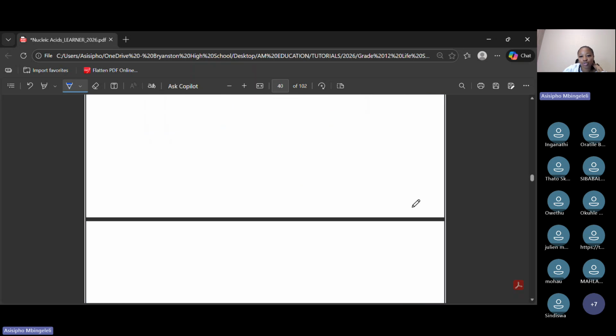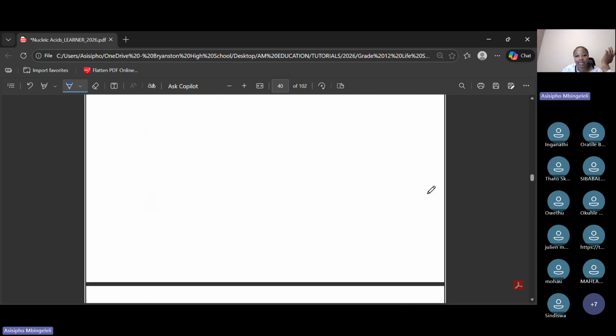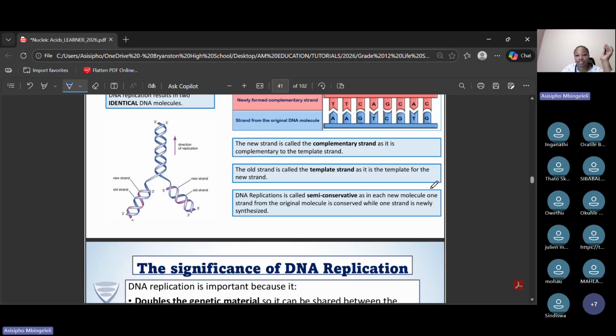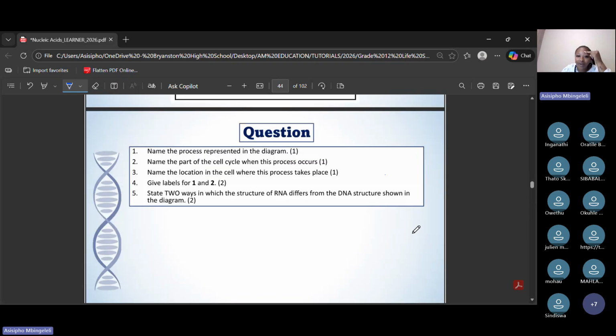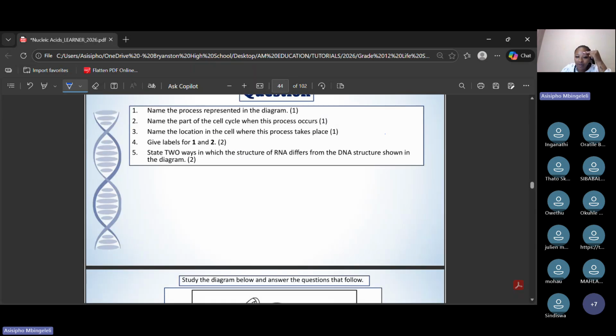Then state 2. Okay, I no longer have the slides now. They vanished, so just give me a second. State 2 ways in which the structure of RNA differs from the structure shown in the diagram. Julian? Way 1 is that in RNA, 1 strand is used as a template, while in DNA, 2 strands are used as a template. Way 2 is that RNA contains ribose sugar, while DNA contains deoxyribose sugar.